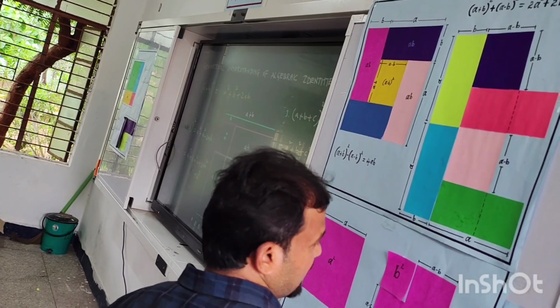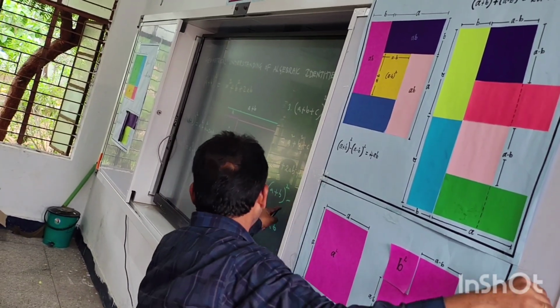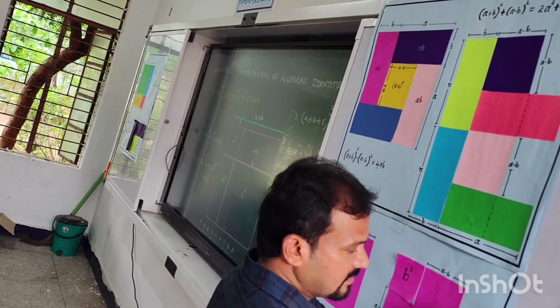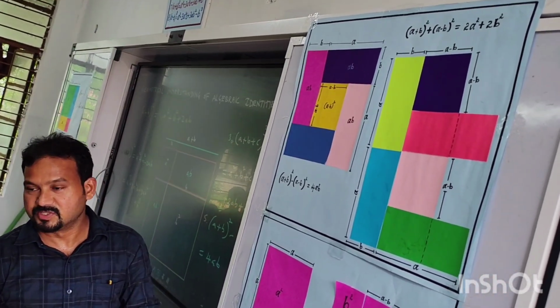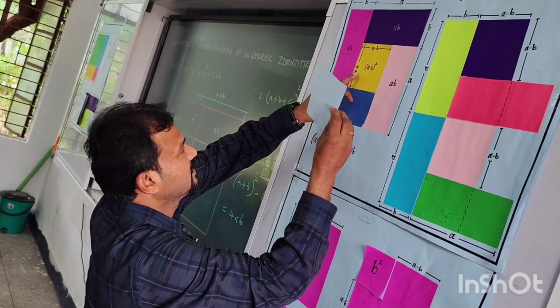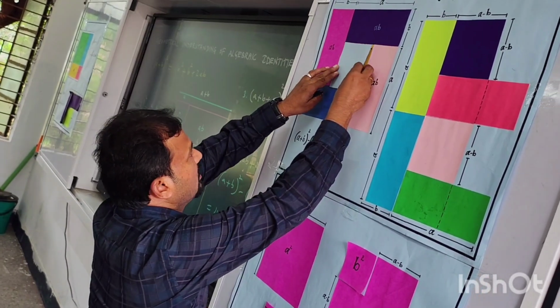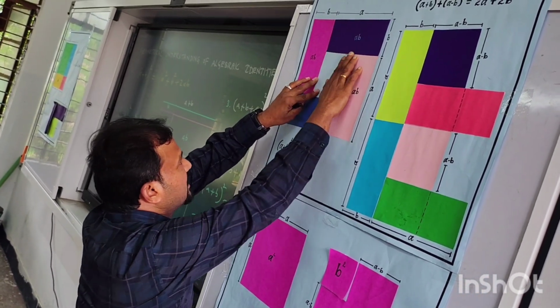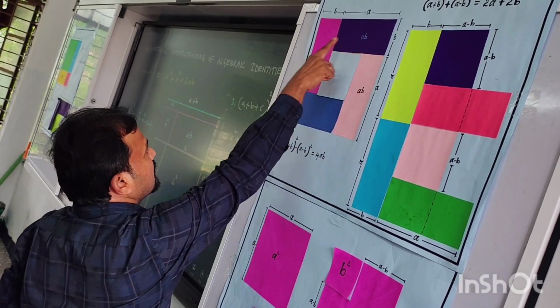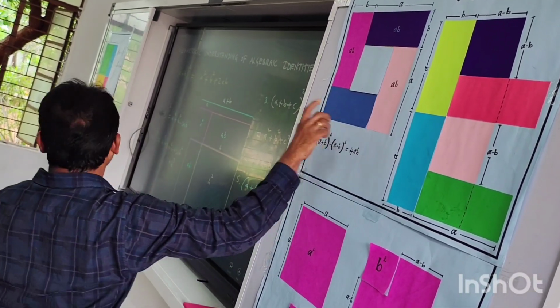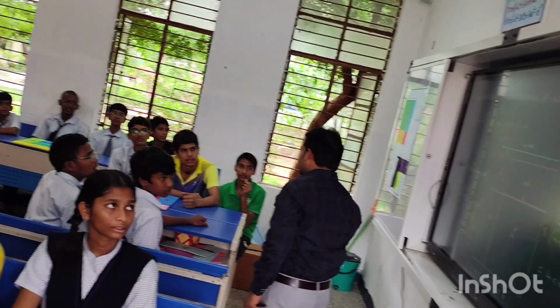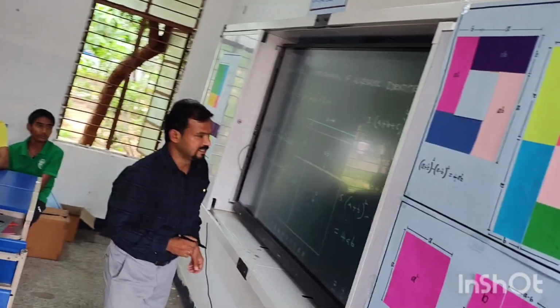So how much we have to subtract? See here, A plus B whole square minus A minus B whole square. We have to subtract A minus B whole square. So subtracting means this yellow color one I am just blocking. That means it is subtracted. So we are left with what? AB plus AB plus AB plus AB. Understand?